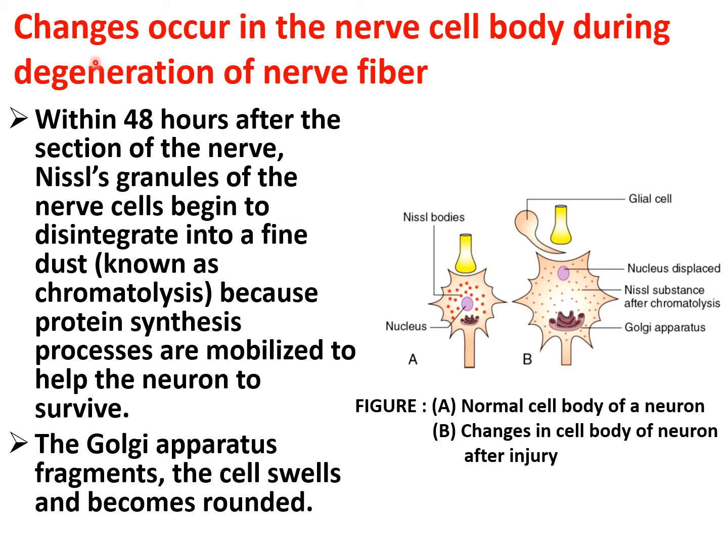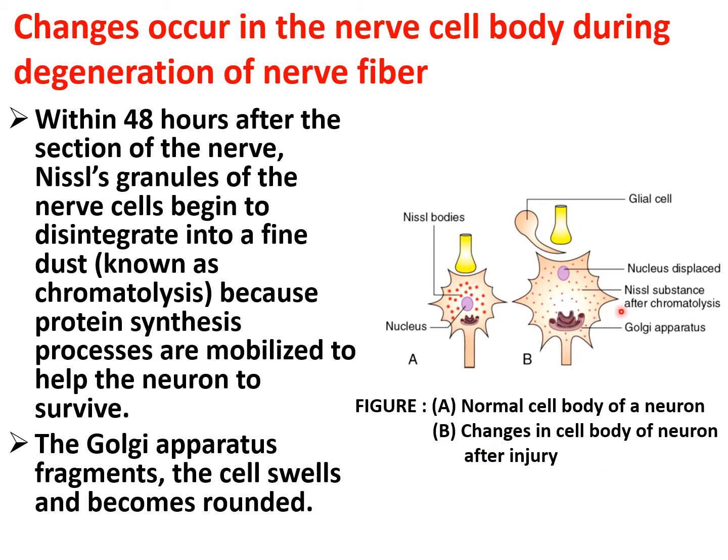Now what are the degenerative changes that occur in the nerve cell body? Within 48 hours after the section of the nerve, the Nissl granules of the nerve cells begin to disintegrate into fine dust-like particles, and that process is known as chromatolysis, because the protein synthesis processes are mobilized to help the neuron to survive. So this is a normal cell body of a neuron in which the nucleus is centrally placed, and these are the Nissl granules and this is the Golgi apparatus.